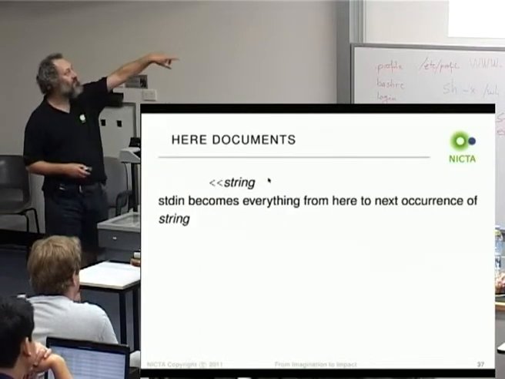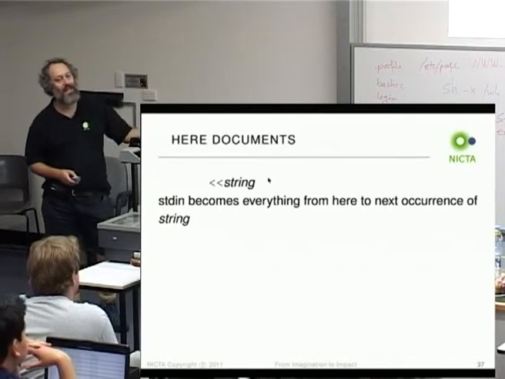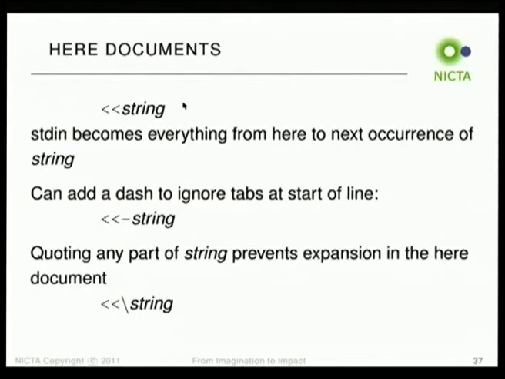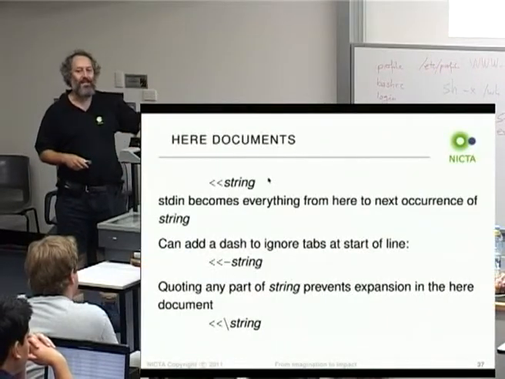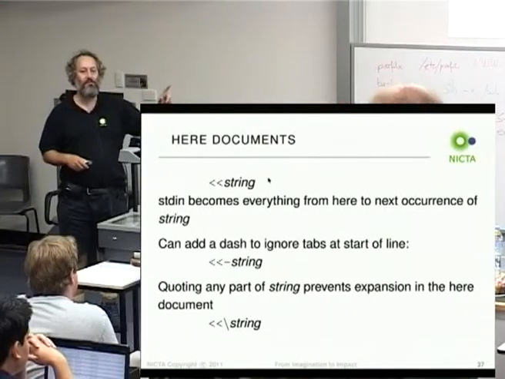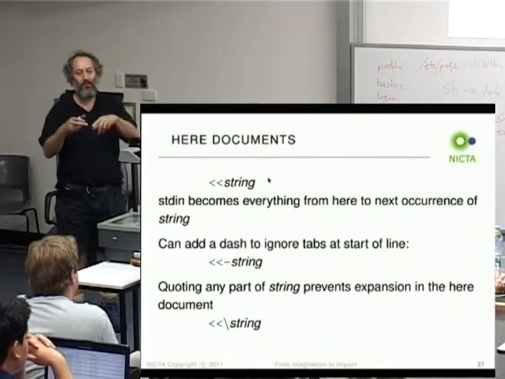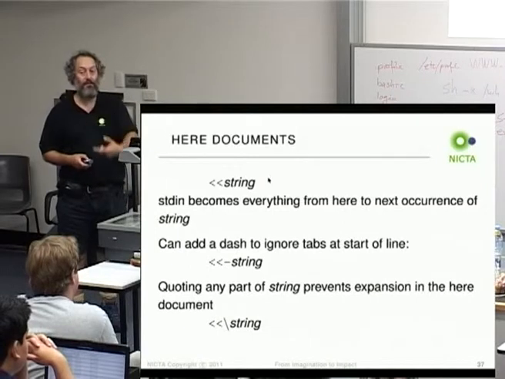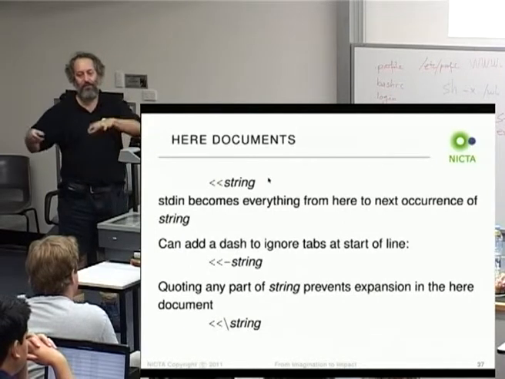Okay, so this is how it works. From the string, standard input becomes everything from here to the next occurrence of that string. You can add a dash to ignore tabs at the start of the line. It is definitely tabs, not tabs and spaces. If you quote any part of that string, whether by single quotes or by backslash, then nothing will be expanded inside that here document. Otherwise, you can put the names of variables with a dollar in front, you can put backticks or whatever to expand stuff inside the here document. So you can do customized input fairly easily by interpolating bits of variables that you've got in your command shell.